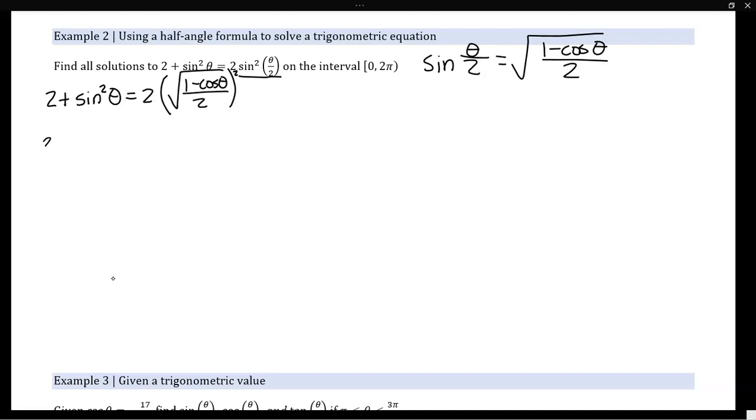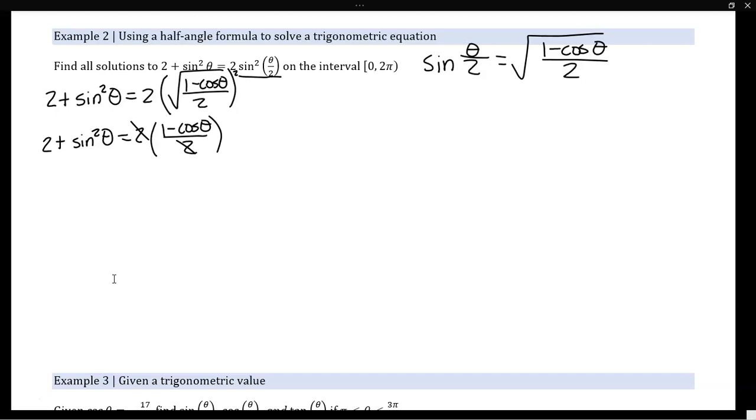So in our next step, we get 2 plus, so we'll just keep the sine squared. We're going to take it out in a moment. So 2 plus sine squared theta equals, when we square that square root, we're just going to get 1 minus cosine theta divided by 2. But then when we distribute the 2, the 2's cancel. So we have just 1 minus cosine theta.